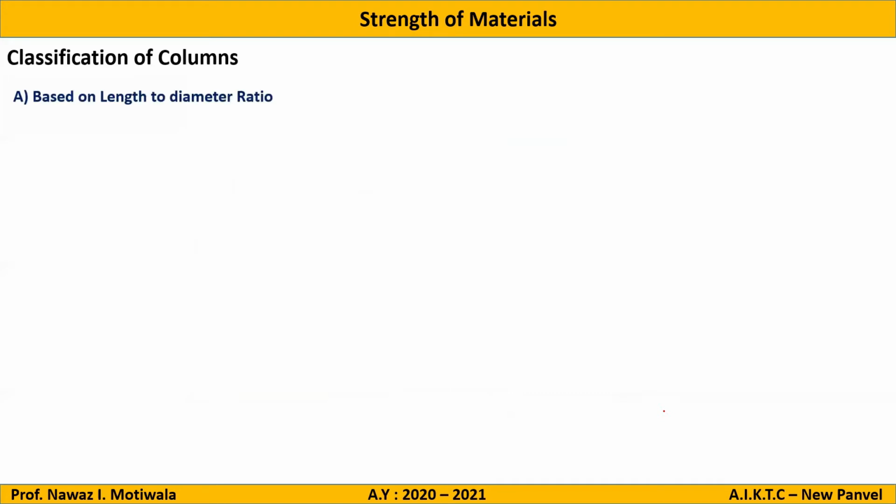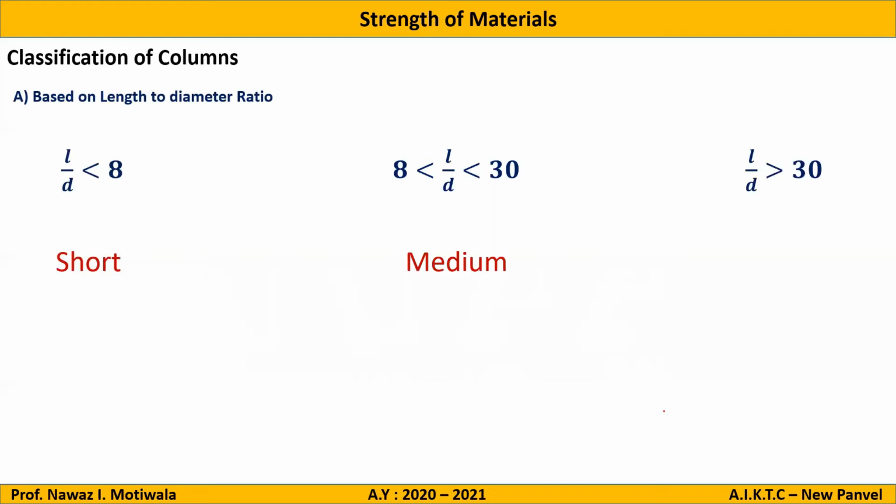Then the next part is classification of columns, how columns are classified. First is based on the length to diameter ratio. If L by D, the length to diameter ratio, is less than 8, then it is termed as a short column. If it is between 8 and 30, it will be termed as a medium column. And if it is greater than 30, it will be a long column.